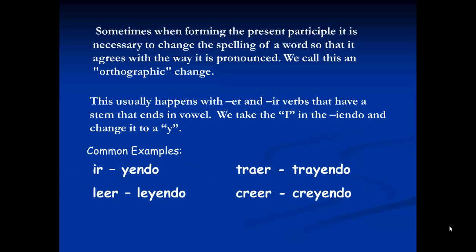If we have traer, it becomes trayendo because otherwise it would be traiendo. The way I always remember it is that you can't have three vowels in a row, so you have to drop the I to a Y. Same thing with leyendo, it would be EIE, and since that looks kind of strange, we end up dropping it to a Y, and then it looks a little better. And creer, which means to believe, creyendo.